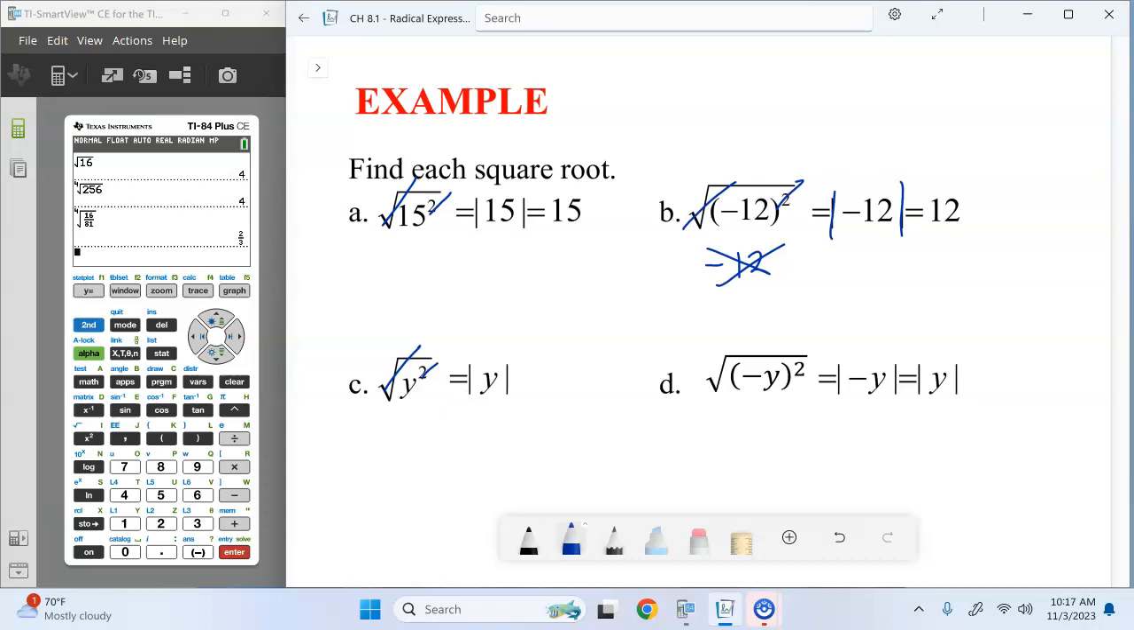Same thing here when I have the square root of negative y squared. Those cancel out. I have negative y in the absolute value. Well, we can simplify that because no matter what, we're going to end up with something positive. So we can get rid of the negative and just leave it as the absolute value of y.